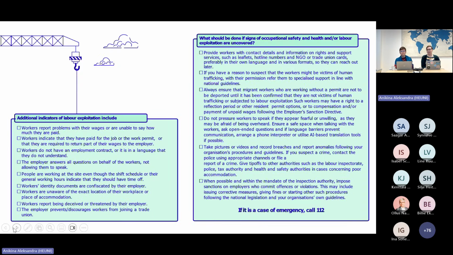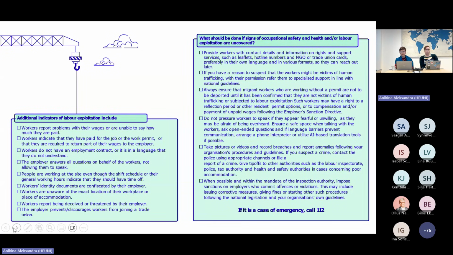Then we are trying to move to the next slide. So yes, as a request from some of our Nordic stakeholders, we also added some additional indicators of labor exploitation into this checklist, which can be also considered, and are then kind of signs already perhaps of more severe cases of labor exploitation, when, for example, the workers' identity documents are confiscated by their employer, or that they report being deceived or threatened by their employer, and that the employer answers all questions on behalf of the workers, not allowing them to speak at all.